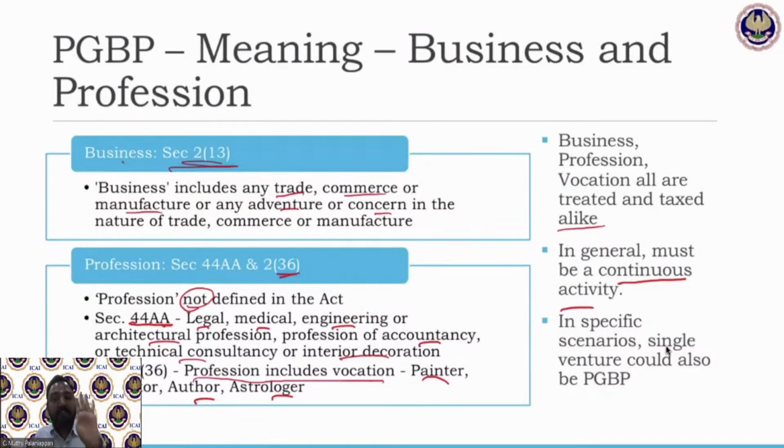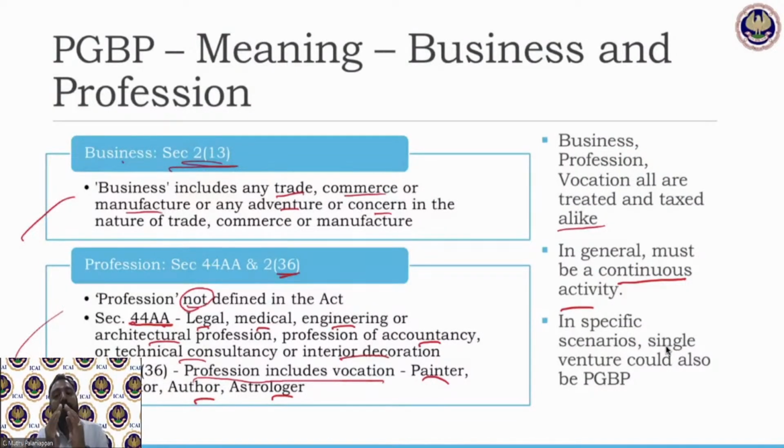So is this 4 days a continuous activity? No, I've just done an activity for these 4 days. Is this a business? Is this a profession? Yes, because though it is not continuous, the intention is to earn as much as possible in the 4 days to make sure I am able to spend for the rest of the year. So even if it is not continuous, it could still be categorized as business or profession if it falls under one of these definitions. Even though it is not a continuous activity, it could still be called business.